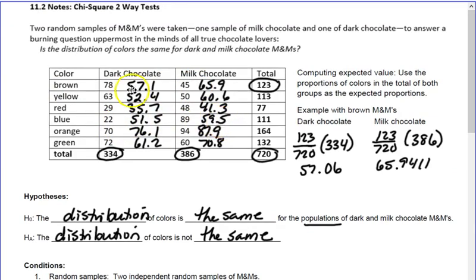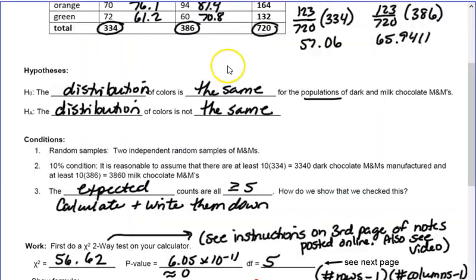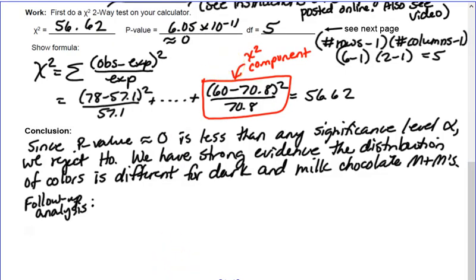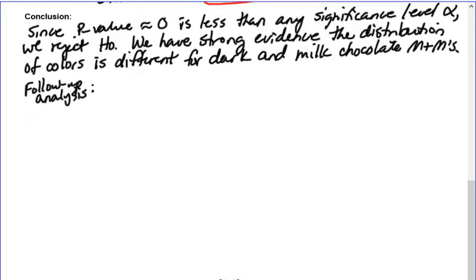All right. What I notice is that there are a far higher number of brown in the dark chocolate than expected, and a far lower number of blue in the dark chocolate than expected, and then of course vice versa for the milk chocolate. The milk chocolate has a lot more blue and a lot less brown than expected. So I want to comment on which colors were the most different and how they were different.